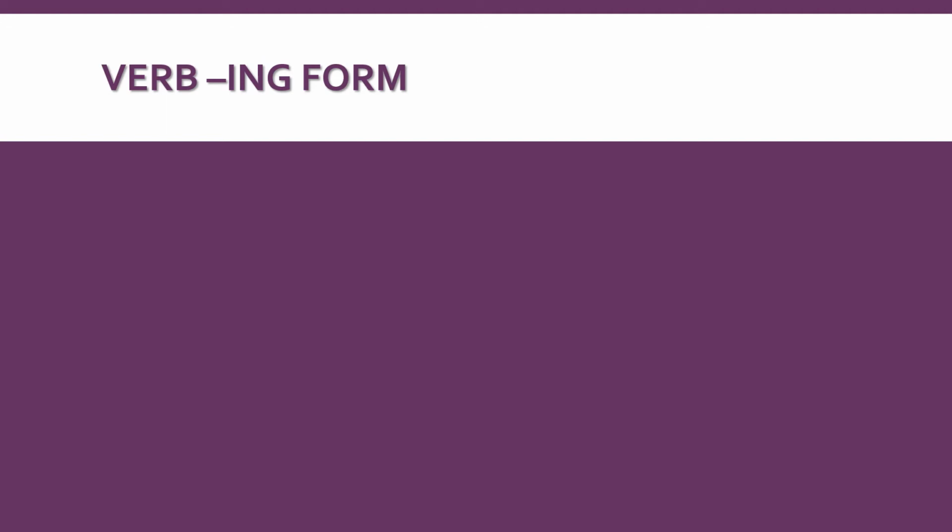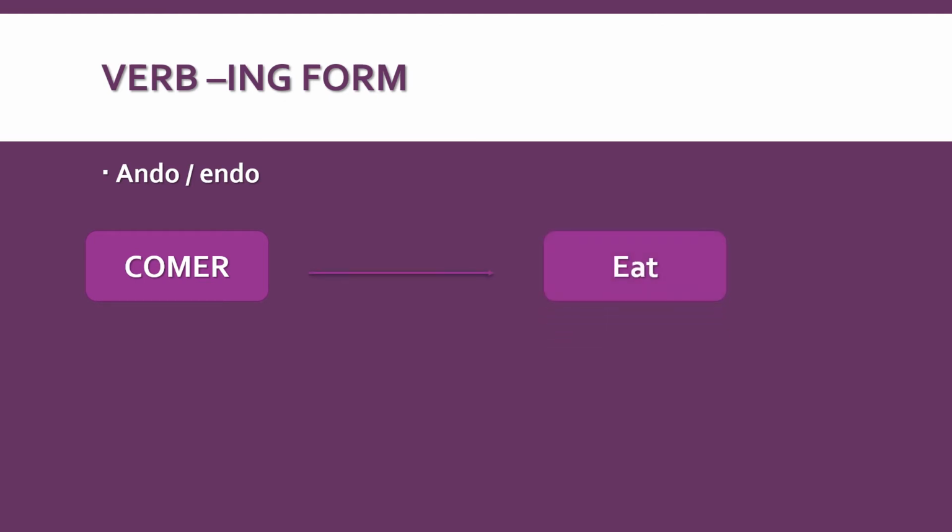Also, we need to know about the verb with the ing form. In this case, the ing form in Spanish means ando, endo. So, for example, if we have the verb comer, that in English is written eat, we can translate that word comiendo when adding the ing to the verb at the end.